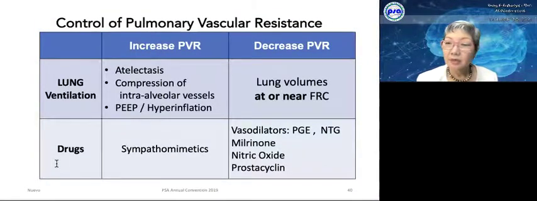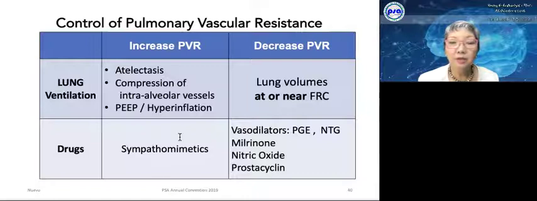And drugs are available to decrease pulmonary vascular resistance. We have vasodilators, inodilators like milrinone, and we also have nitric oxide. Now, sympathomimetics will increase pulmonary arterial pressures.